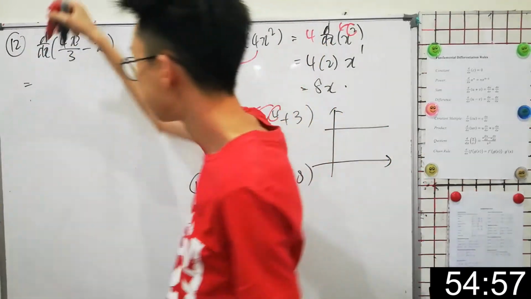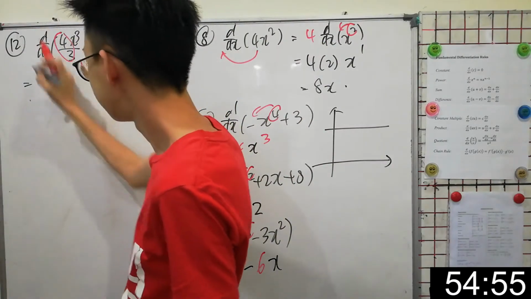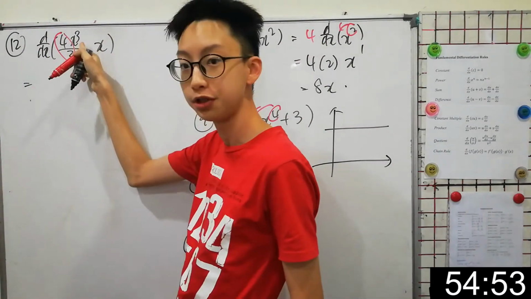Okay, so it's 4x cubed over 3. Okay, so again, this is actually a constant multiple. You can just take it out. And 4 over 3 times 3 is 4.